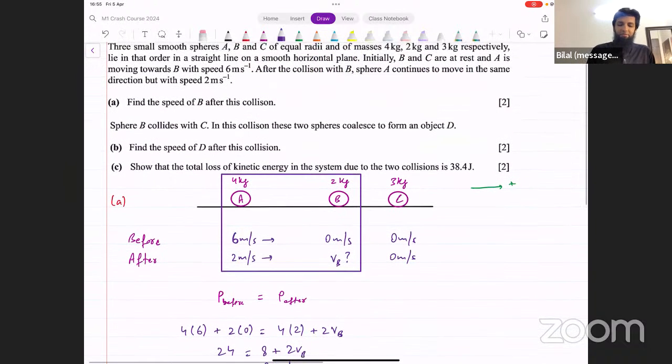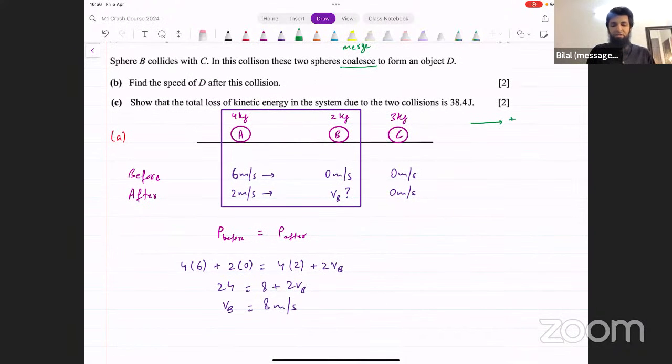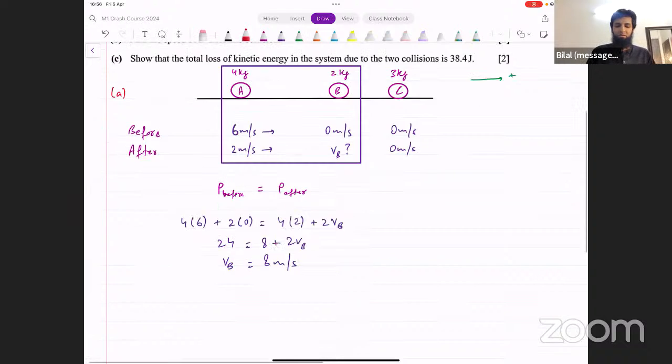Now it says the sphere B collides with C now. So now B collides with C. In this collision, these two spheres coalesce. Now this is a word that you will see coming up again and again in momentum problems. Coalesce basically means they merge, they combine, they merge to form a single object. So they kind of stick together now after this point. Coalesce means they merge and become a single object. So B collides with C. After that first collision has happened, B now collides with C, and the two spheres coalesce to form an object D. Find the speed of D after this collision.